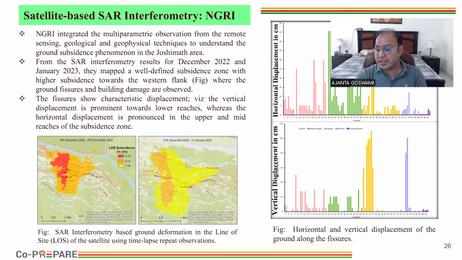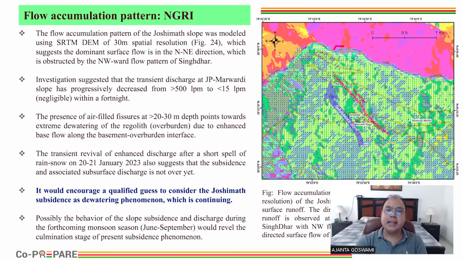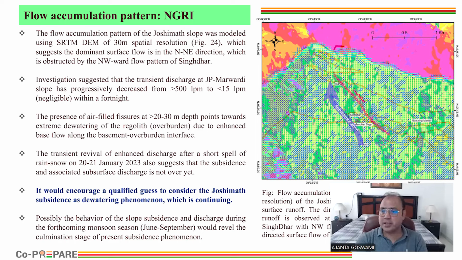I'm sorry that these are very small to be read, so I'm going to read it for you. The pink color stands for Sunil area. The green color stands for Manohar Bagh area. The yellow color stands for Singhdhar. The blue color stands for Marwari area. And the purple color stands for Narsingh Mandir. And you could see the horizontal displacement in centimeter as well as vertical displacement in centimeter. They also tried to do flow accumulation pattern of that particular area using SRTM DEM of 30 meter spatial resolution. And this is what is their result.